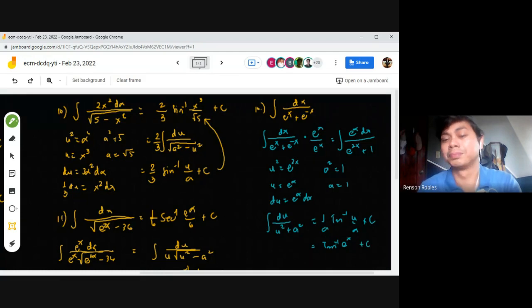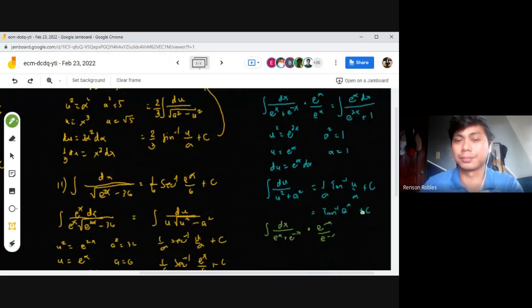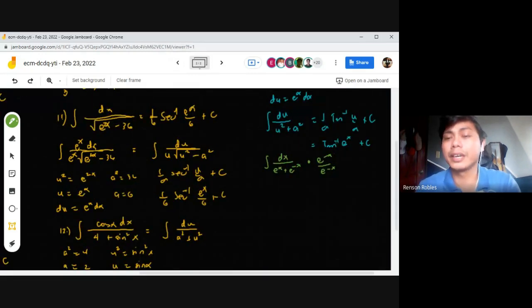Okay? And then ito yung pangalawa. Why not, po, e to the negative x? Ito na yan. We try to multiply by e to the negative x over e to the negative x. Okay, and what will happen?